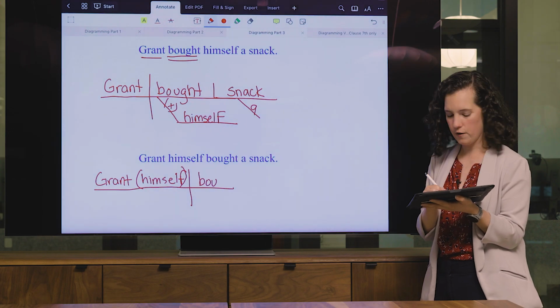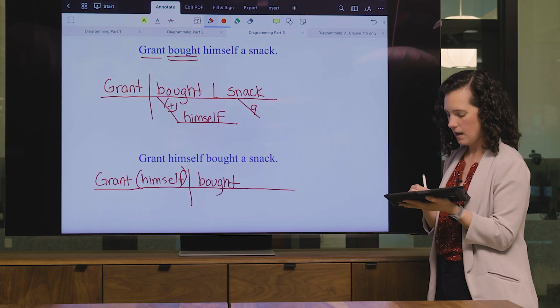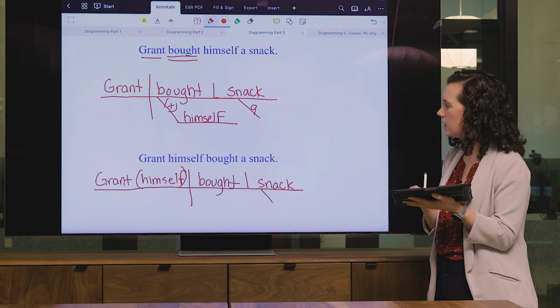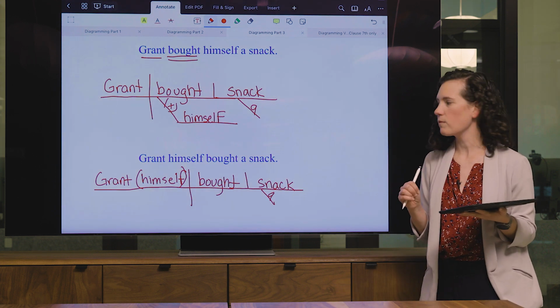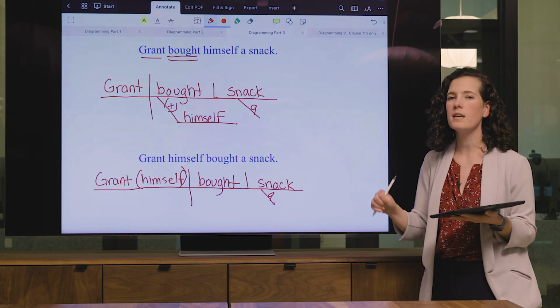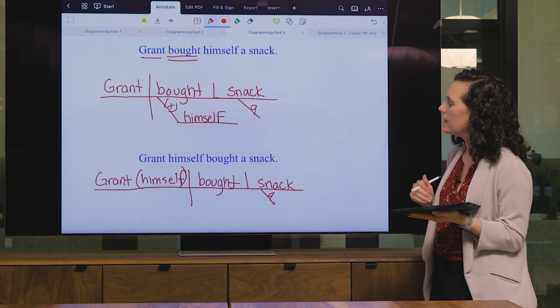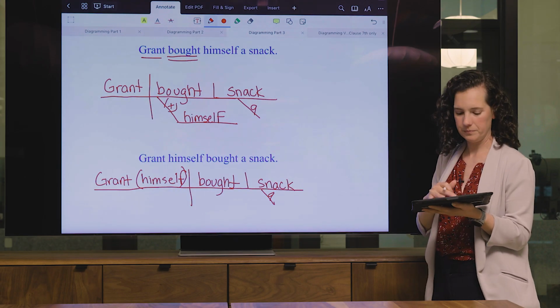Bought is again our verb, and snack is again our direct object. But in this case, it doesn't actually say who he bought the snack for, so there's no indirect object. It's just emphasizing that he bought the snack. Well, that's the difference between an intensive pronoun down here and a reflexive pronoun here.